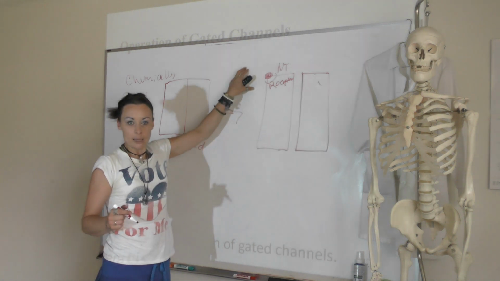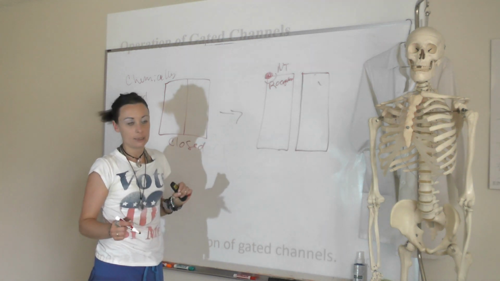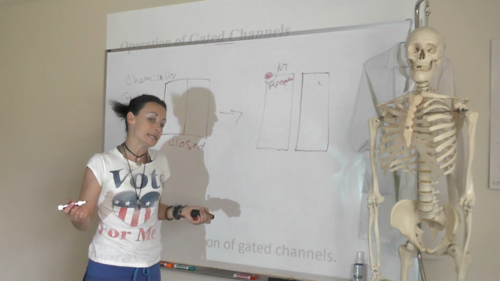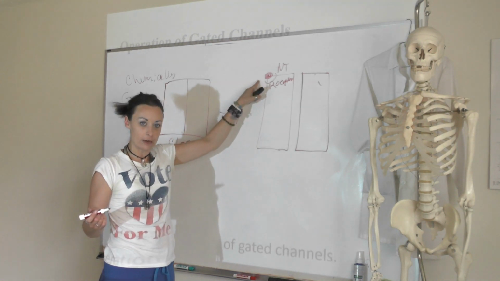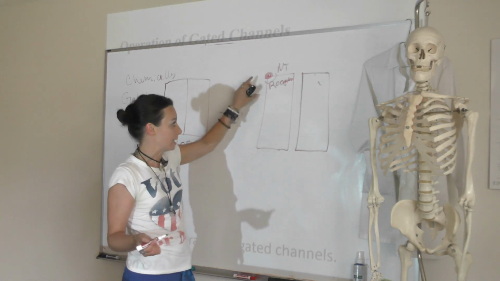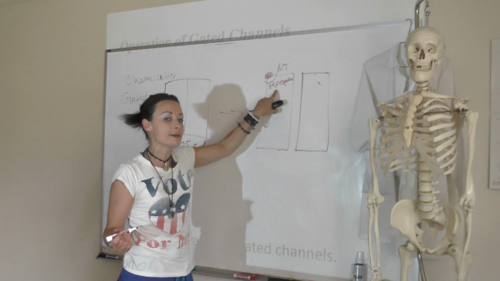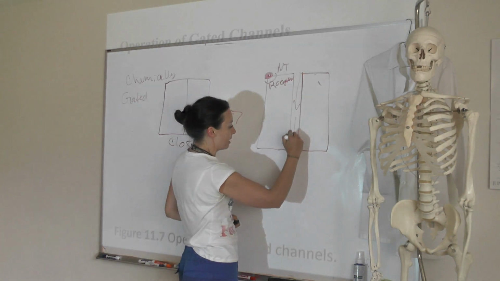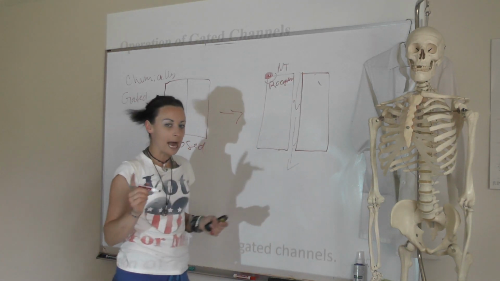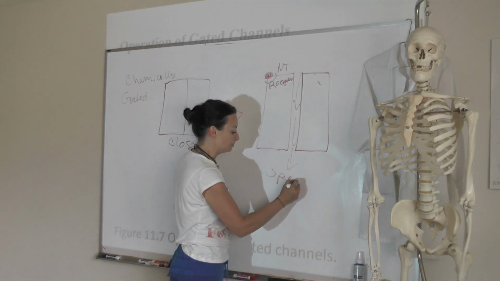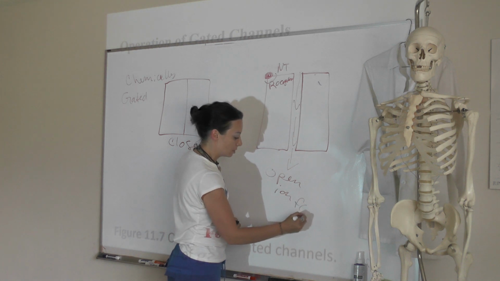So I can't just move this gate to open it. I can't shock this gate with a voltage to open it. Those aren't its keys. I can put a very specific neurotransmitter on it. And I can't just put any old neurotransmitter on it. It has to be the neurotransmitter that's specific to this receptor. But once I do that, the gate opens and an ion is going to move down its concentration gradient. So now this gate is open and an ion flows.